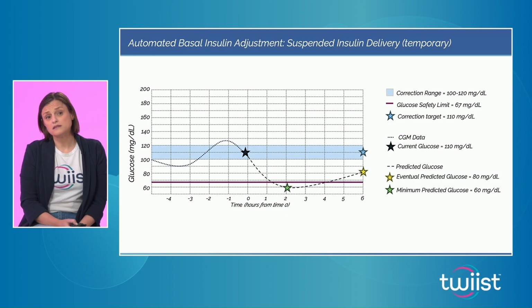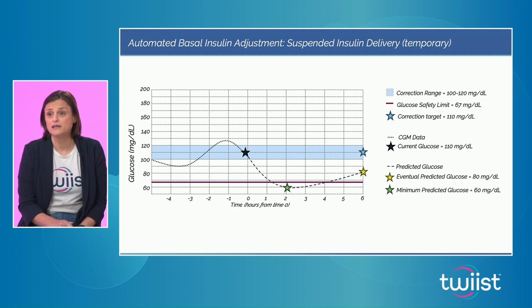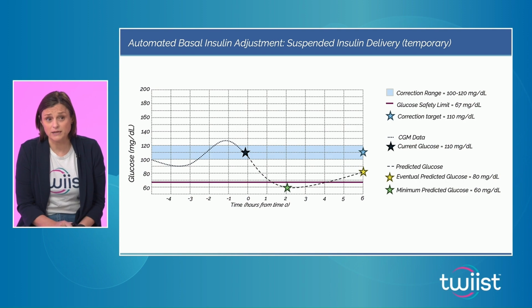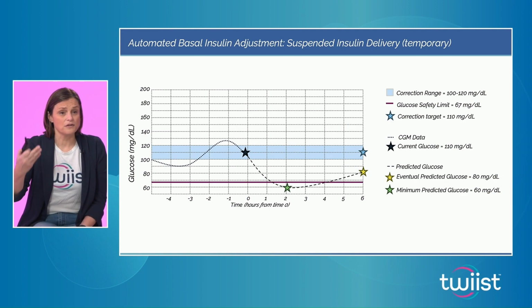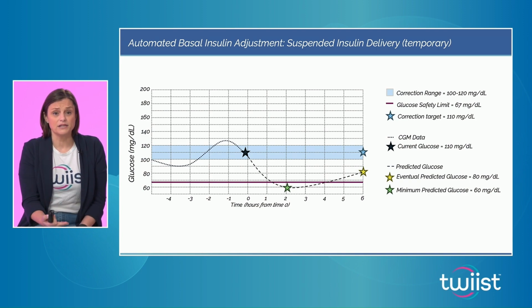What this situation is going to indicate to the algorithm is that the insulin delivery needs to be suspended. Again, it will be suspended for 5 minutes at least, until the algorithm recalculates that forecast and that minimum predicted glucose comes above that glucose safety limit.